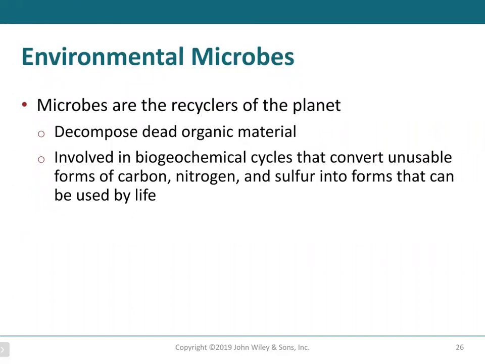They're also involved in biogeochemical cycles that can convert unusable forms of carbon, nitrogen, and sulfur into forms that we can actually use. Because, for example, in the case of nitrogen, we cannot use N2 because it's a very, very inert gas. We can only use nitrogen in the form of nitrates or even ammonia or urea. So we need to convert the nitrogen gas first into a usable form.